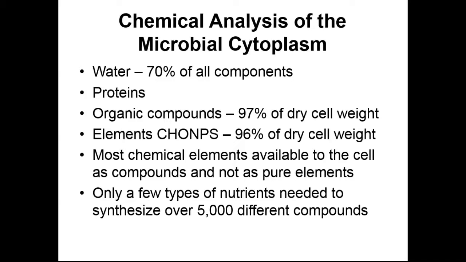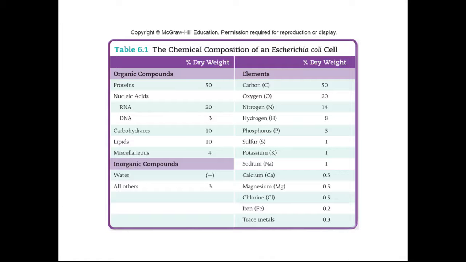But using these individual pure elements that the cell gets from the molecules or the compounds that it eats, the cell's able to rip apart those molecules that it eats and rebuild them to make a very wide variety of different chemical compounds. To date, there's been over 5,000 different chemical compounds identified inside of a typical microbial cell. So, here's a figure that talks about what we've already talked about. If we look at the percent dry weight of the cell, it's actually slightly over half proteins.